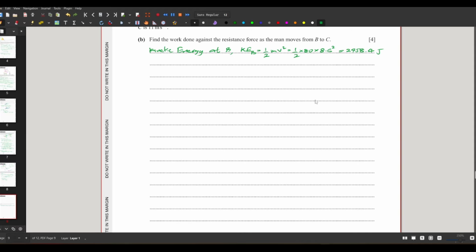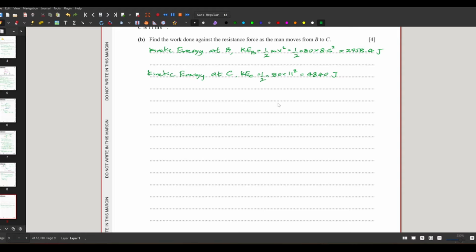And then we can write kinetic energy at C, let's say KEC, again half mv square, 80, and the speed is 11 square. So you will receive 4840 joules.